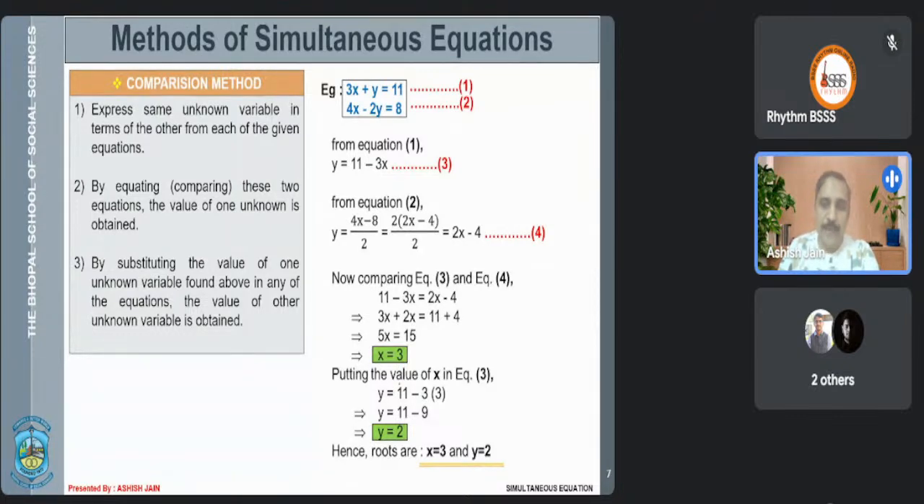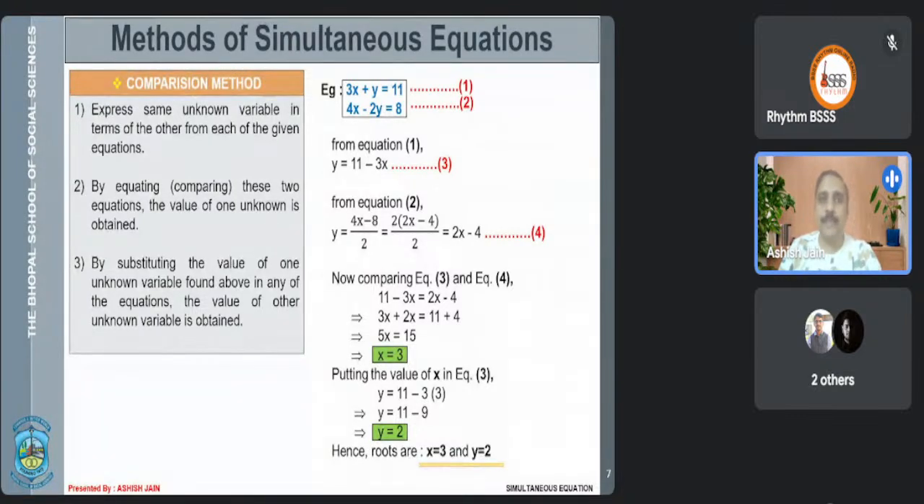Once I get the value of x, you can put it in any of the equations. I'm putting it in equation number 3 simply. I get the value of y as 2. So again, I get the same answer, x equal to 3 and y equal to 2. This is called the comparison method, right?